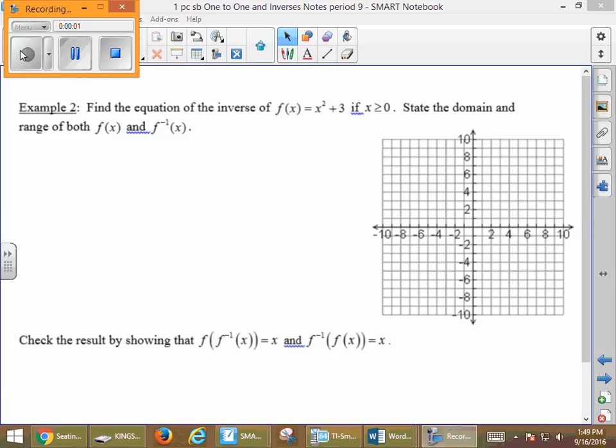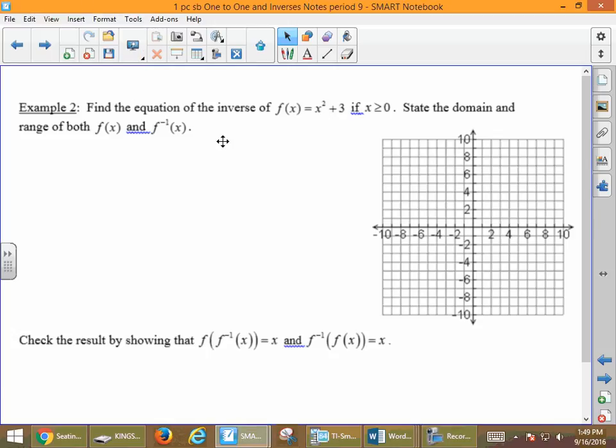So today we're continuing on in our notes on the one-to-one functions and inverse notes. And we just have a couple of examples to finish. So this is part 2 of the video. And what we're going to do to start is find the equation of the inverse of f of x equals x squared plus 3 if x is greater than or equal to 0.